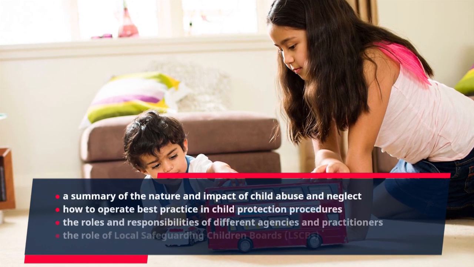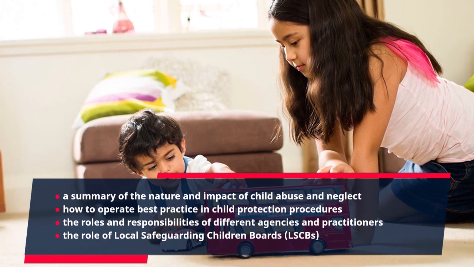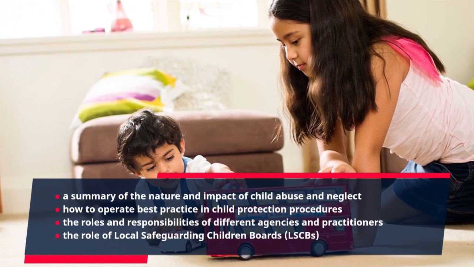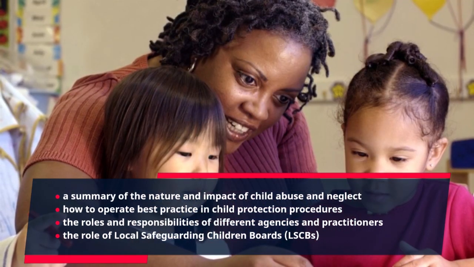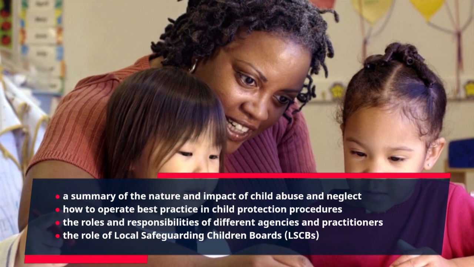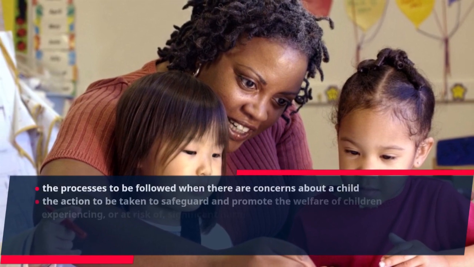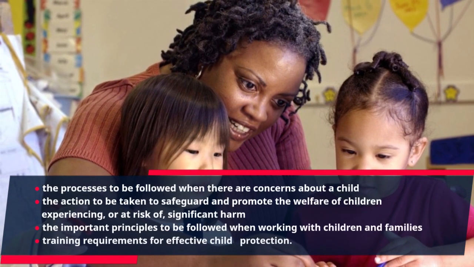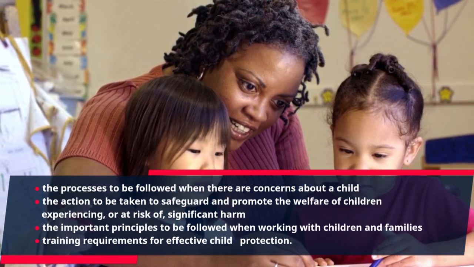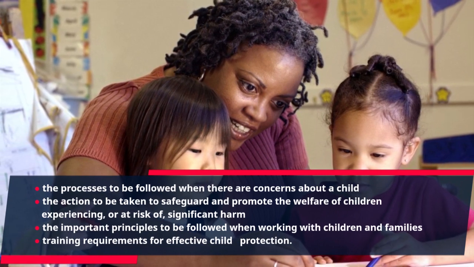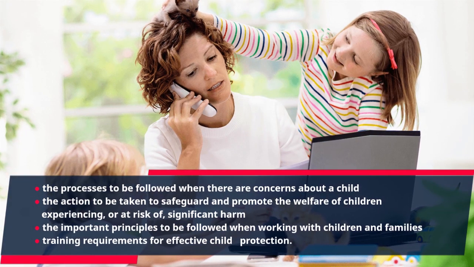A summary of the nature and impact of child abuse and neglect, how to operate best practice in child protection procedures, the roles and responsibilities of different agencies and practitioners, the role of local safeguarding children boards, LSCBs, the processes to be followed when there are concerns about a child, the action to be taken to safeguard and promote the welfare of children experiencing or at risk of significant harm, the important principles to be followed when working with children and families, and training requirements for effective child protection.